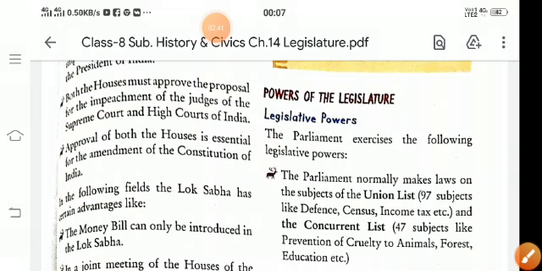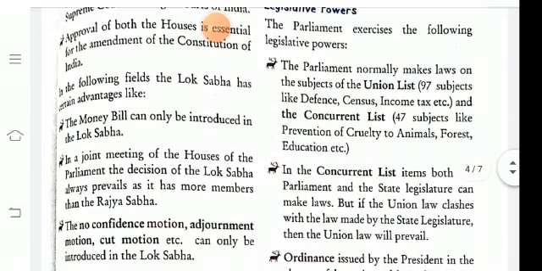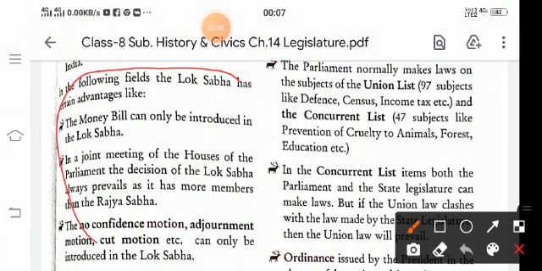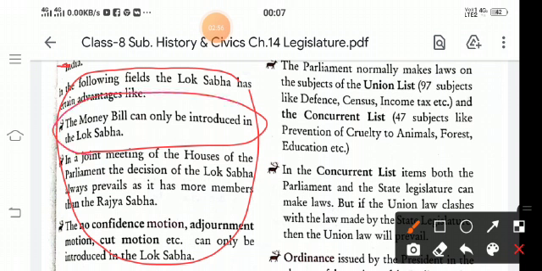But the Lok Sabha is much bigger than the Rajya Sabha. It has some extra powers too. What is that? A money bill can only be introduced in the Lok Sabha. A money bill cannot be introduced in the Rajya Sabha. I repeat again, a money bill can only be introduced in the Lok Sabha.